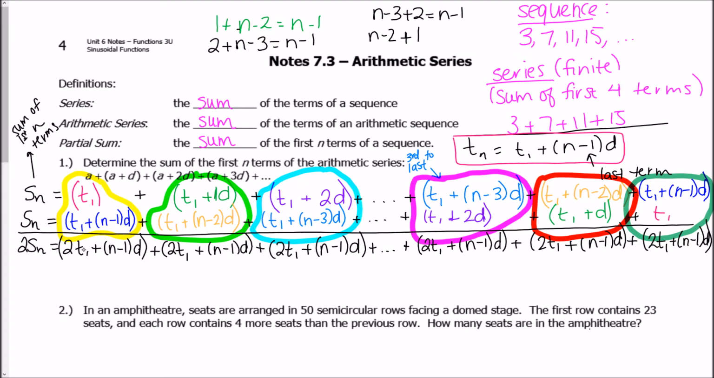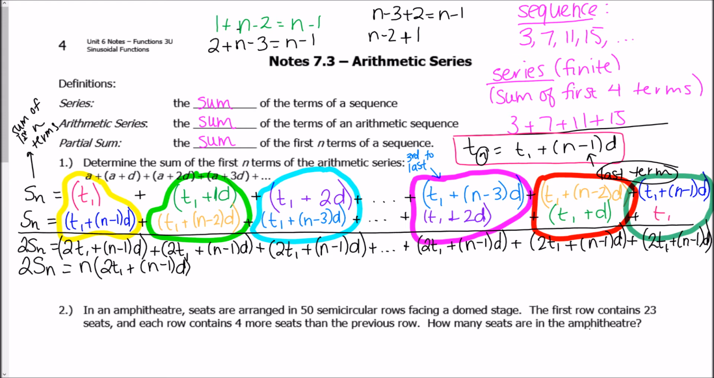Okay, so if you notice, it's the same thing over and over again, which means that this happened n times, because this right here was the general term, this is the last term, and it happened n times. So that means that I can say 2 times the sum is equal to n times each one of these terms. So it's going to be n times 2t sub 1 plus n minus 1 times d. Okay?